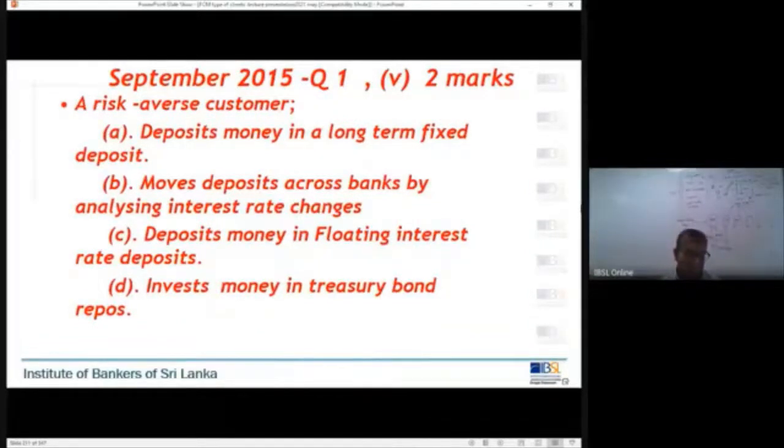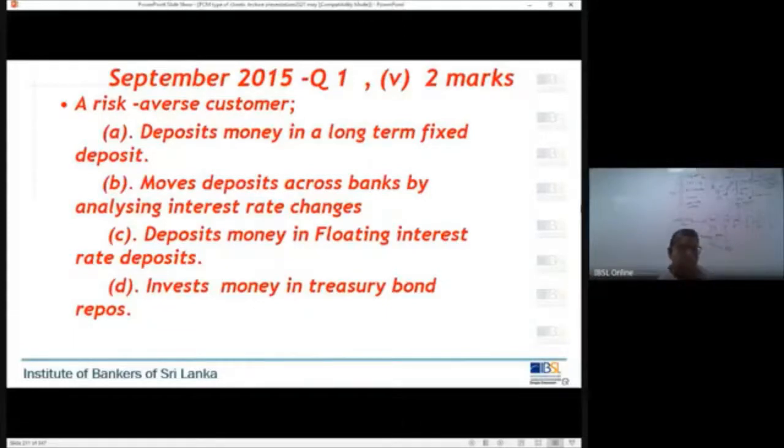Now we learned this at the beginning of this tutorial. Can you answer this? Again, I told you that you need to look at the product as well as the customer's characteristics. Now, who is this type of customer? Risk averse. Now what's the correct answer? D. Why did you say D? The answer is D.